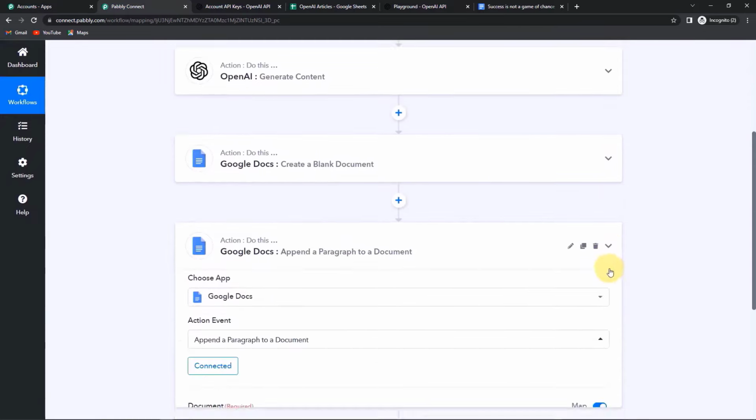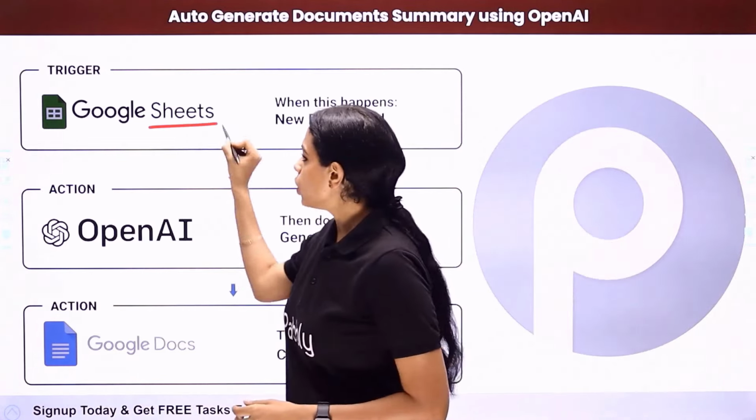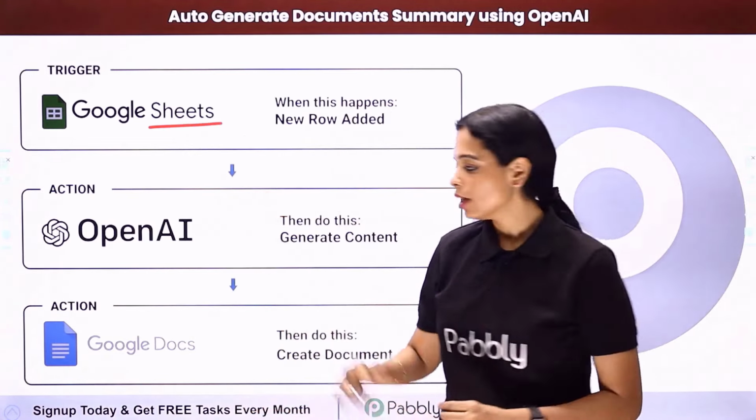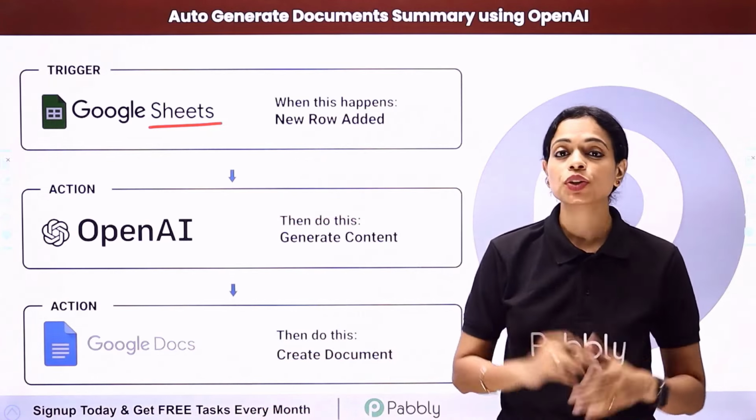In this video, we are going to see how to auto-generate document summary using OpenAI. So let's say that you have got some content on your Google Sheet, like a paragraph, and you want it to be summarized and then saved to Google document after creation of a new document. Now, how can you do that?